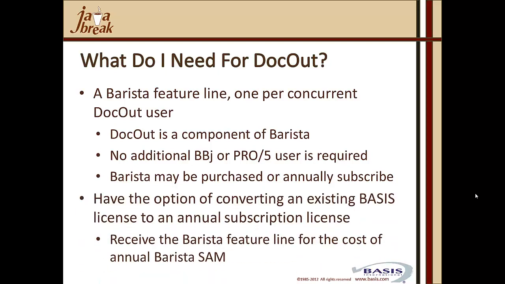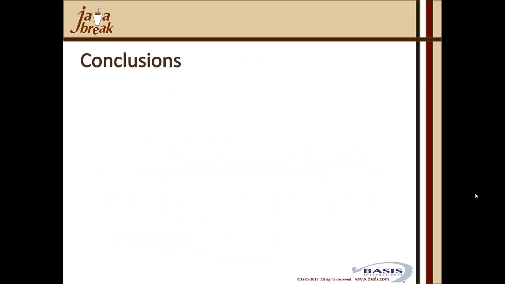And there's some great news. If you aren't already aware of it, we do have a promotion where you can convert existing BASIS licenses to a current license on an annual subscription, and you can receive the Barista feature line merely for the cost of the annual Barista SAM fee. So contact your account representative to find out about this exciting offer and how you can take advantage of retrofitting your code with DocOut and/or with iReport.